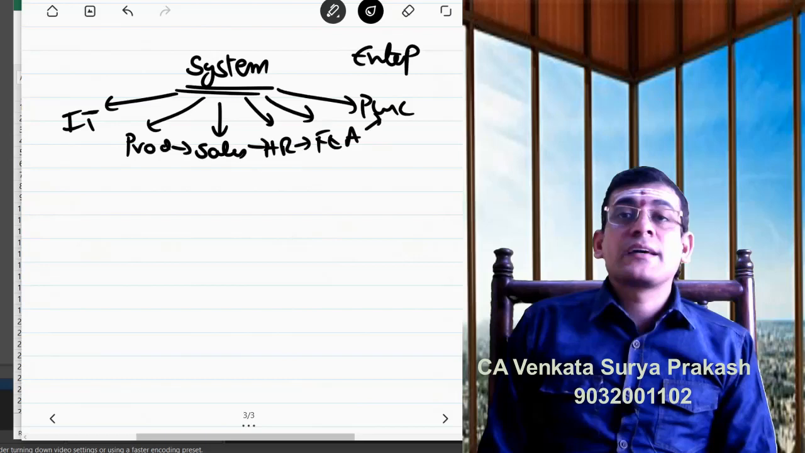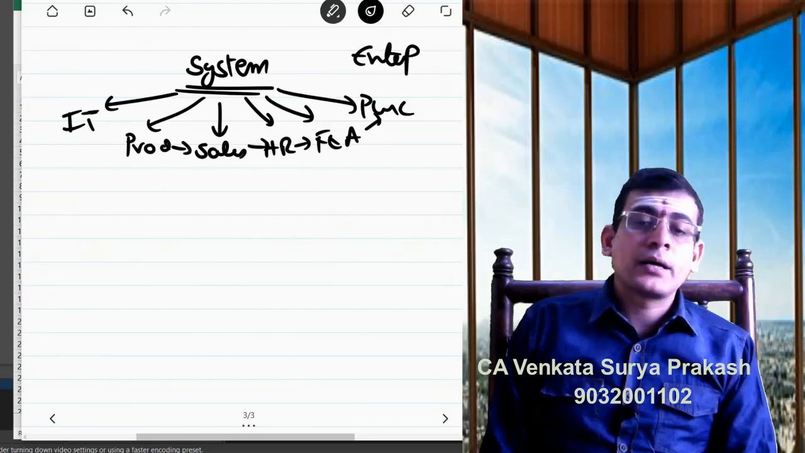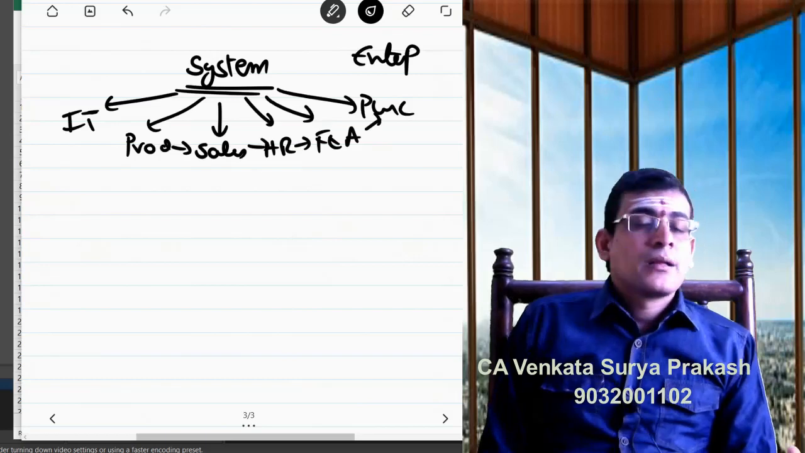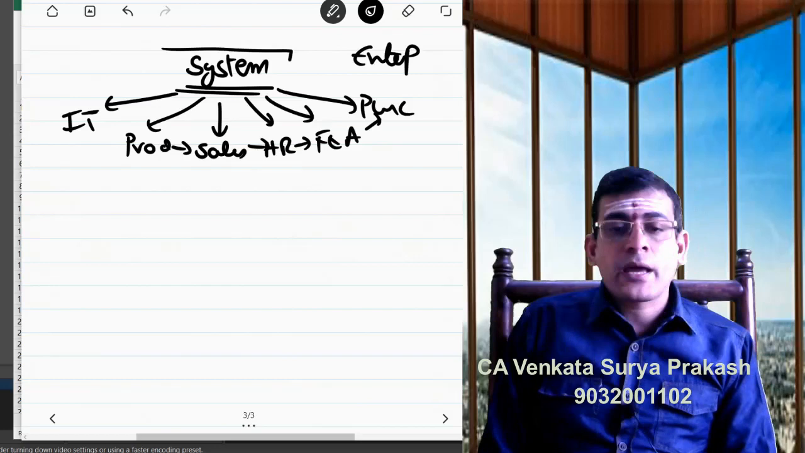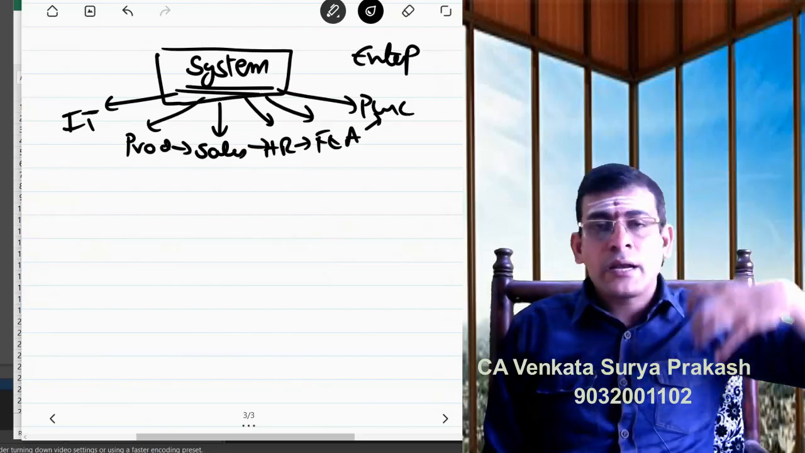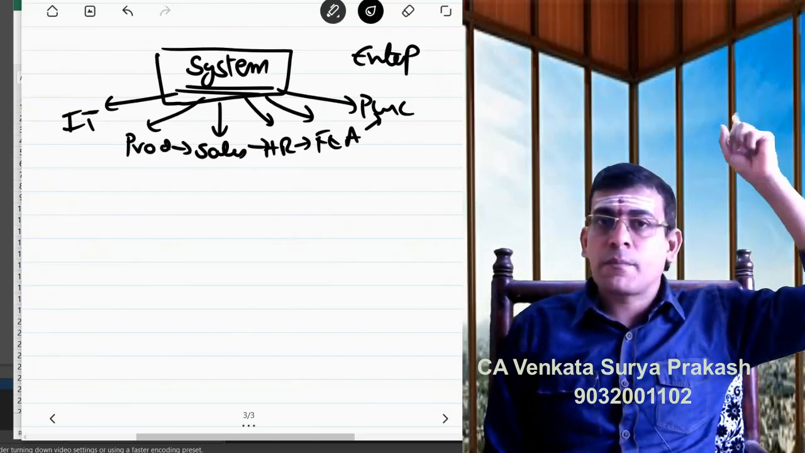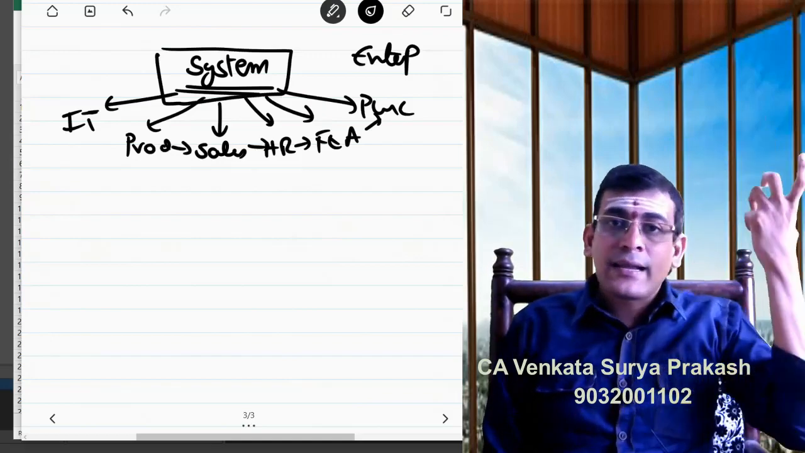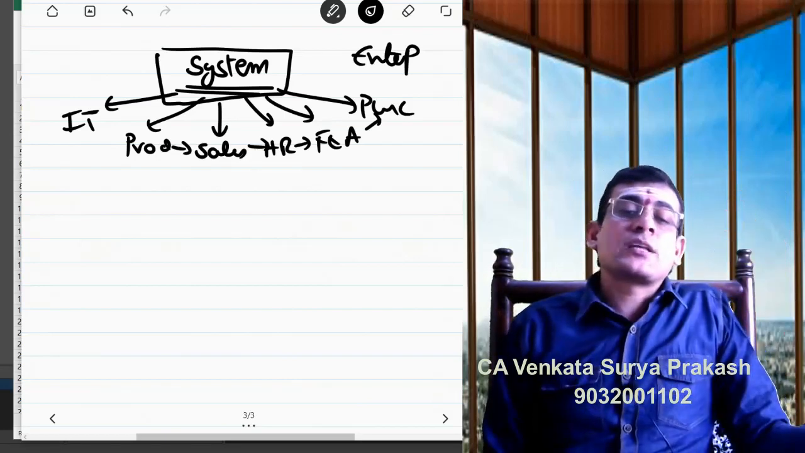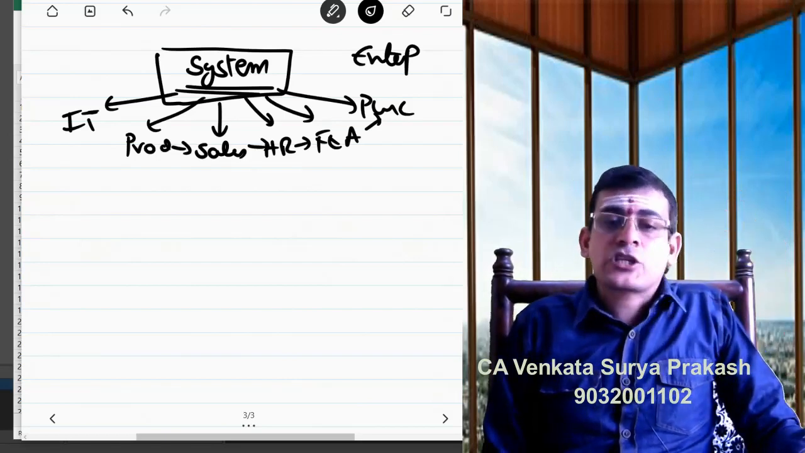If there is no connection between all the departments, the functioning of the system cannot happen. If there is no connection between your brain and the heart, the heart cannot pump and circulate the blood to your brain, so ultimately the functioning of the brain will stop. So there should always be an interconnection.